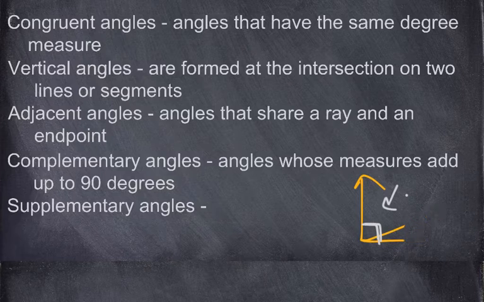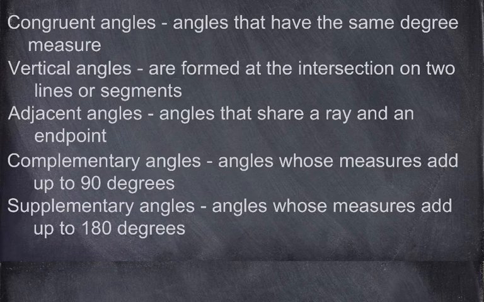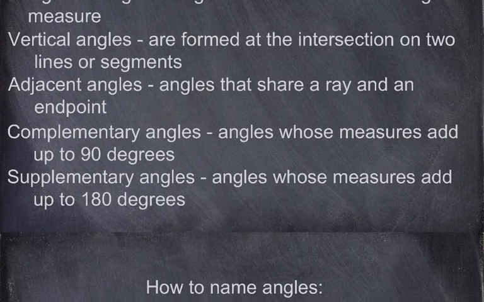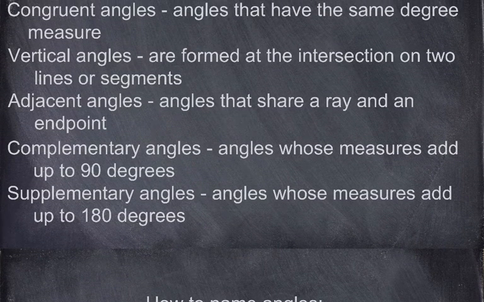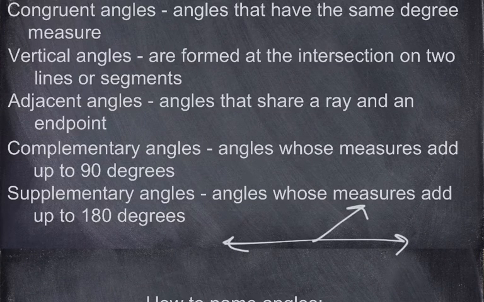Well, next we have supplementary. This is our last vocab word. Supplementary angles are angles whose measures add up to 180 degrees. Now again, like we said before, 180 degrees creates a line. So a picture of this would look like that.